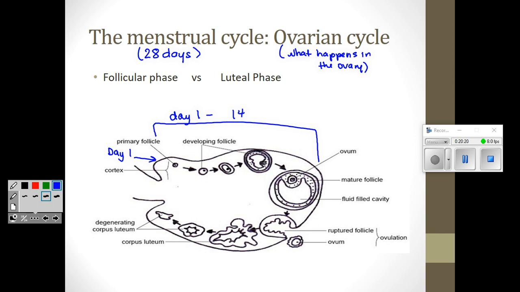So the first half of the cycle, if you look at what's happening, we took a primary follicle, a tiny little undeveloped follicle. It developed until you could clearly see that there was an ovum, so that there was an egg. The follicular phase then is what we call day 1 to 14, and it's called that because it is when the follicle develops.